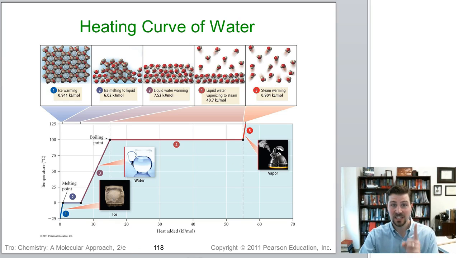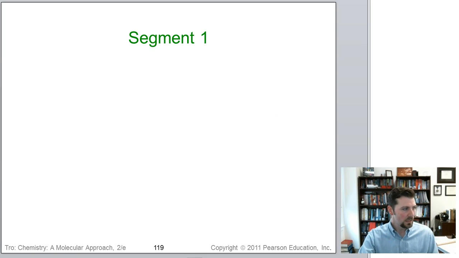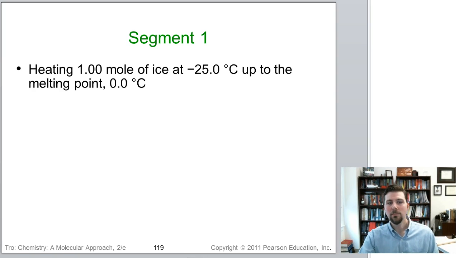Okay, so let's start with segment 1. We're going to constantly be referring back to this. Imagine we have 1 mole of ice. Okay, we're going to pick a certain amount. We choose 1 mole because it's really easy for us to do calculations that way. At minus 25 degrees, that's where we're going to start. So a really cold lump of ice.